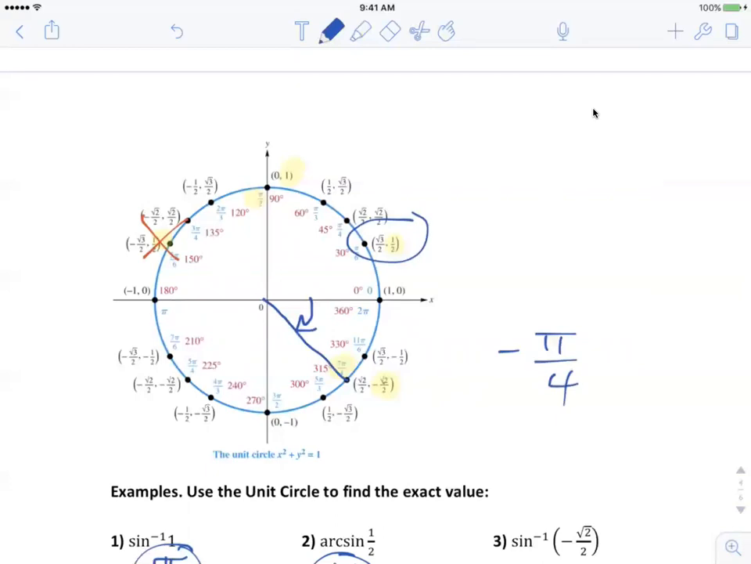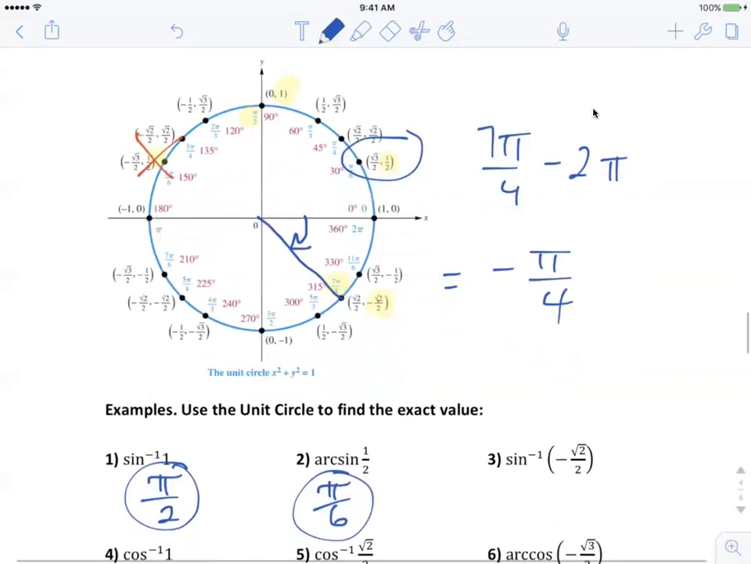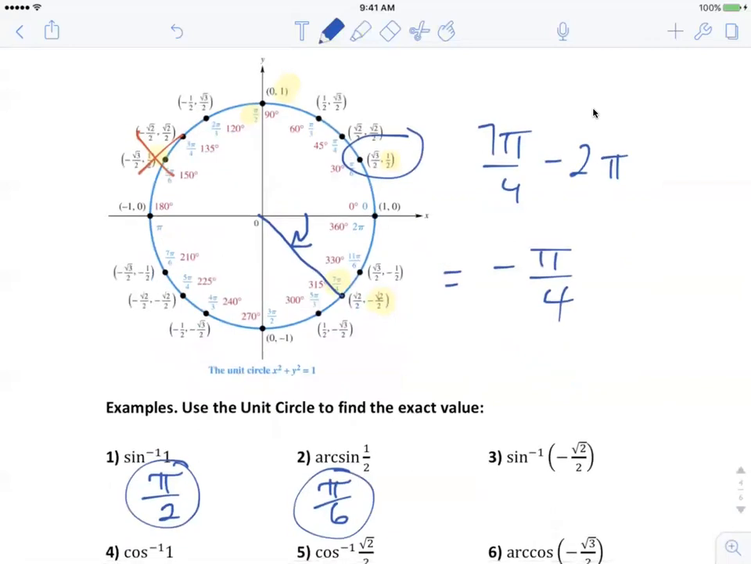I guess you could calculate that. I mean, if you're like, where is negative pi over 4 coming from? Oops, it's 7 pi over 4 minus 2 pi, right? Okay. Or think of it in degrees, might be a little easier with mental math, right? That's 315. So if you go that way, it's negative 45, which is negative pi over 4. Okay, so there's my final answer.